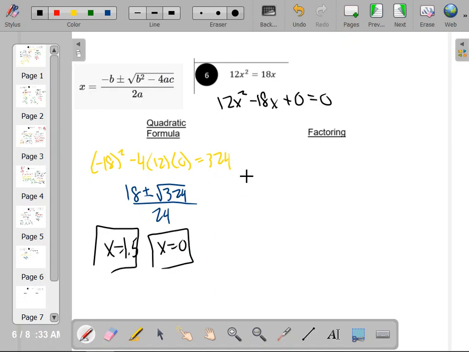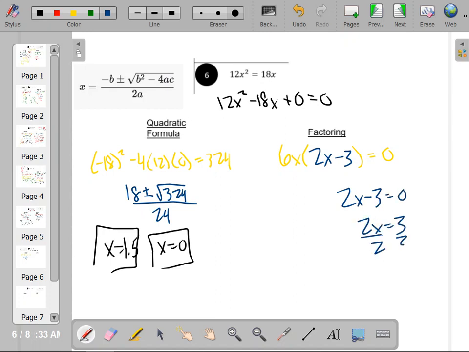Now let's do it by factoring. That's actually really easy in this problem because the only thing you're going to do is GCF. So the GCF here would be 6x, and you would be left with 2x minus 3. And I want to know when these factors equal 0. Well, 2x minus 3 equals 0 when you add 3 and divide by 2. So one of them is 3 halves. Hey, that's 1.5 as a decimal. The other one is, when does 6x equal 0? 6x equals 0 when x is 0.